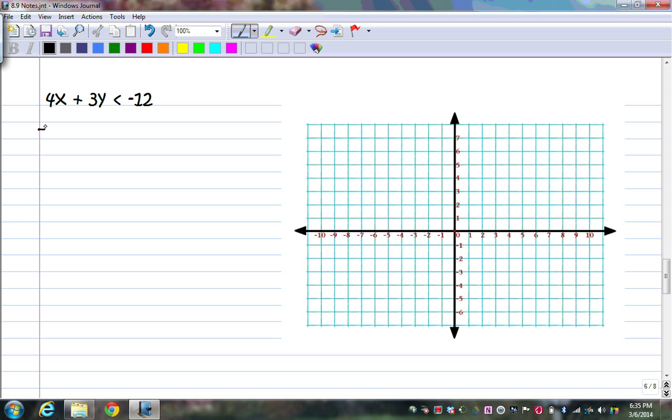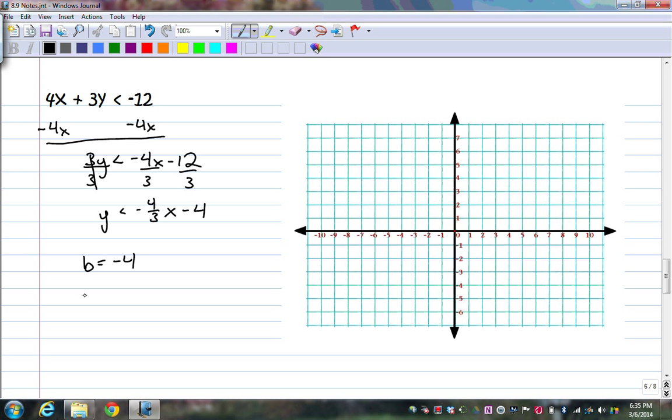All right, first thing you should have done, subtract 4x from both sides. This leaves 3y on the left is less than, and these are not like terms, so I'm going to write them separately. I cannot combine them. Now I'm going to have to divide by 3, and I'm going to do that in every term. And y is less than negative 4/3 x. Remember that x could just drop down, minus 4. So my b value is negative 4, and my slope is negative 4/3.